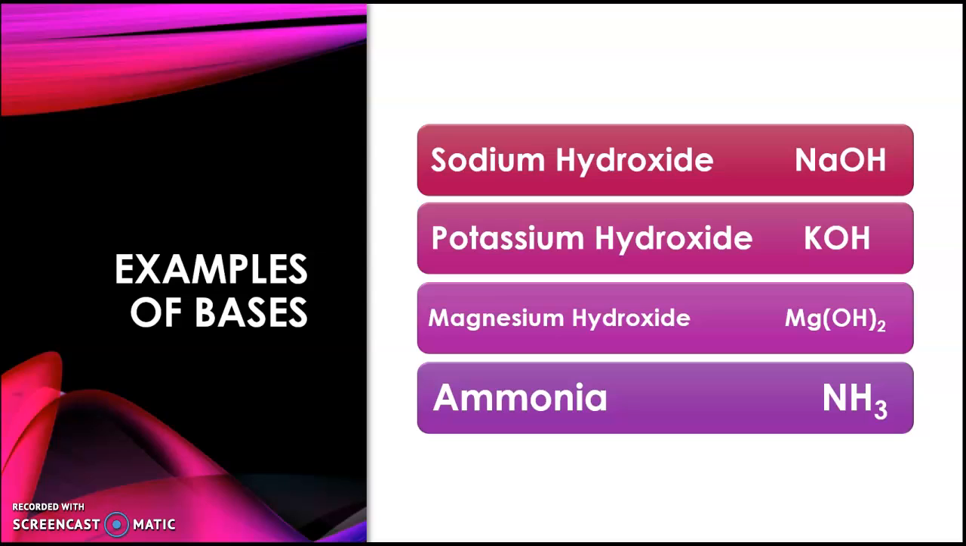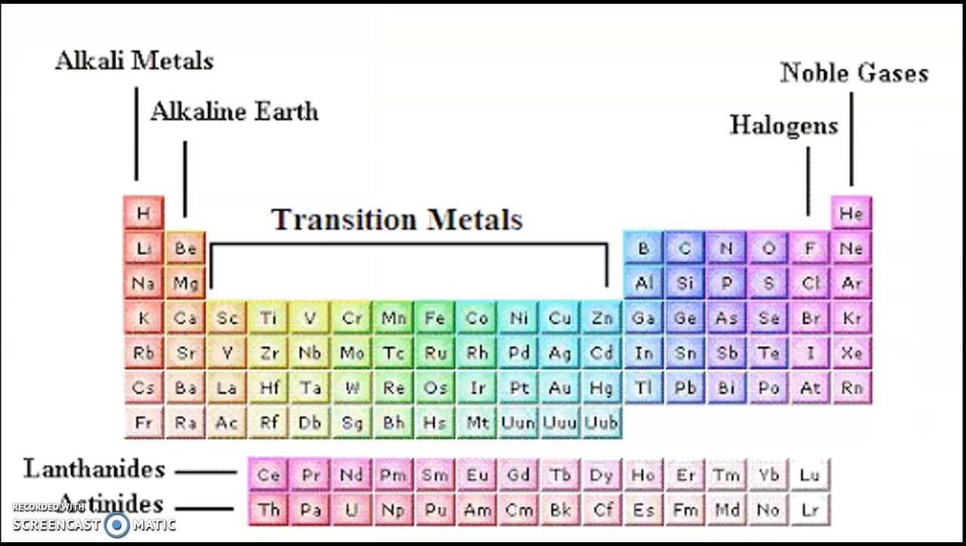Examples of bases include sodium hydroxide, commonly known as lye, which can be used to make soap when combined with a fat. Potassium hydroxide, which used to be called caustic potash, is used in detergents and as a common fertilizer. Magnesium hydroxide has been called milk of magnesia in the past and is used as an antacid as well as a laxative. Ammonia is a weak base that is used as a cleaning product and as a fertilizer.